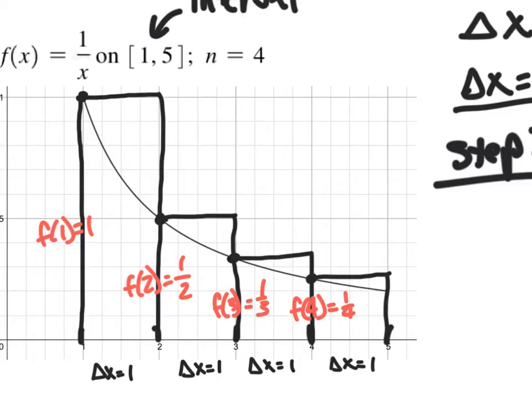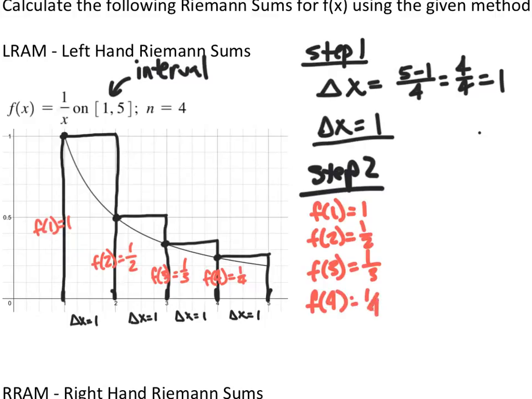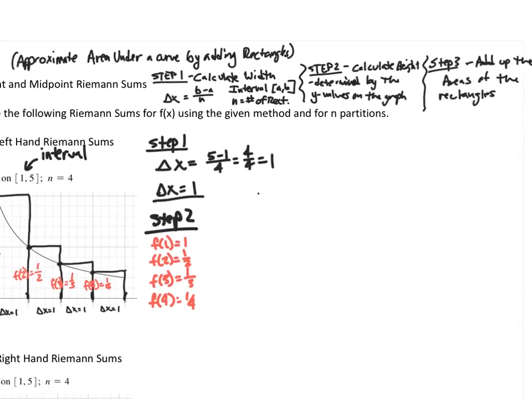Again, guys, I'm simply plugging these numbers into my function and getting my y value. So now, step 2, let's write these out. f of 1 is equal to 1, f of 2 is equal to a half, f of 3 is equal to a third, and f of 4 is equal to 1/4. So now, step 3, we want to add all these rectangles up.